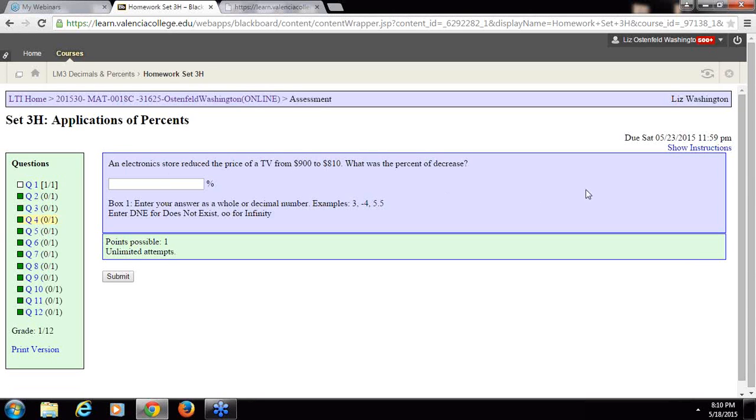All right, that was a percent increase. Let's do a percent decrease. So it says an electronics store reduced the price of a TV from $900 to $810. What was the percent of the decrease? Now, since it didn't say anything, it means the original. Okay? So I'm going to go ahead and put the original down in the denominator. What is the difference between the new price and the old price? What's the difference?